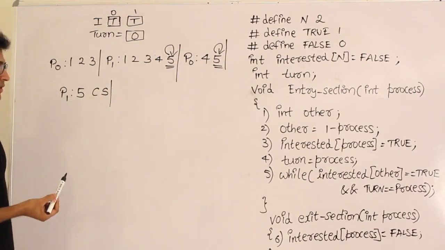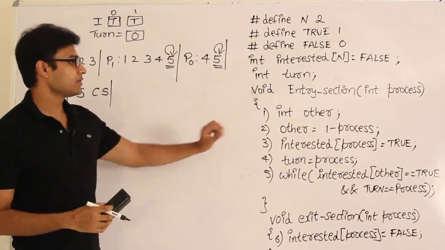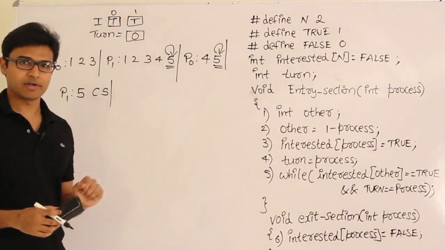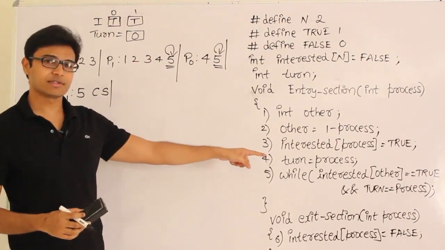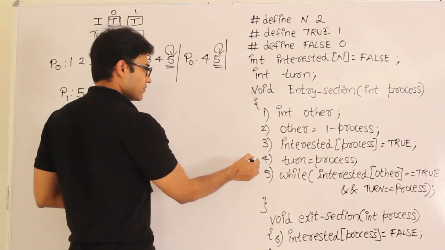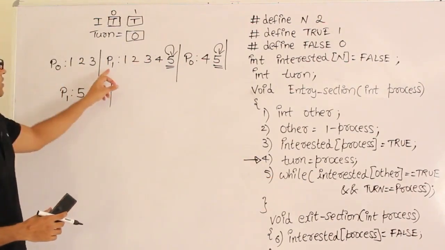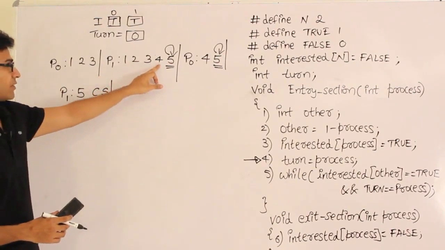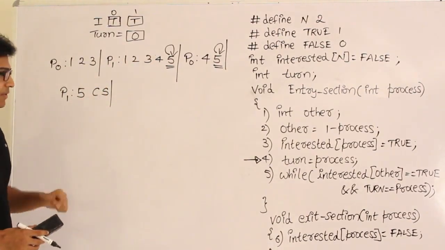So now you should understand one thing. The process which has set line number 3 first is not the first one to enter. The process which has set turn equal to process, this line number 4, any process which executes this line first is actually entering into the critical section. Check it. Which entered? P1 is the first one to execute line number 4, and therefore P1 is the first one to enter the critical section. How did this happen? Simple.